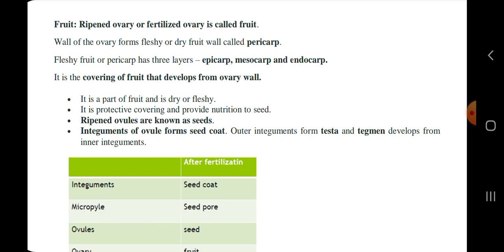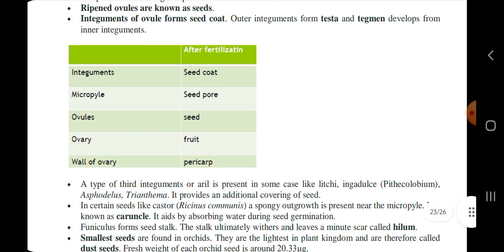Then it is the part of fruit and is dry or fleshy. It is protective covering and provides nutrition to the seeds. Ripened ovule are known as seed, and integuments of ovule form seed coats. Integument becomes seed coat, micropyle becomes seed pore, ovules become seed, ovary becomes fruit, and wall of the ovary becomes the pericarp.